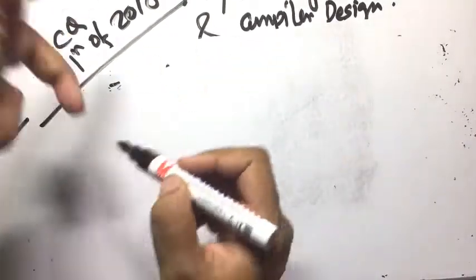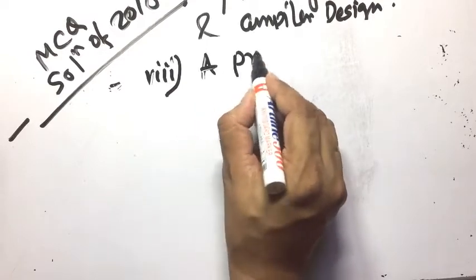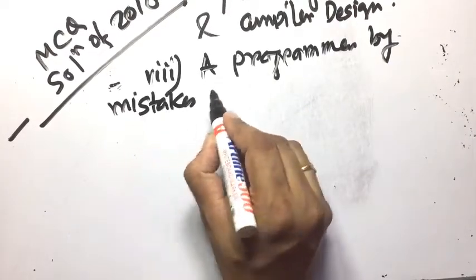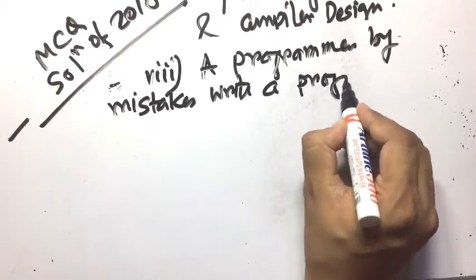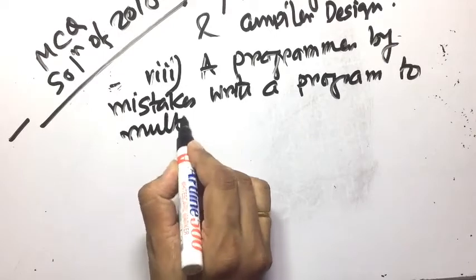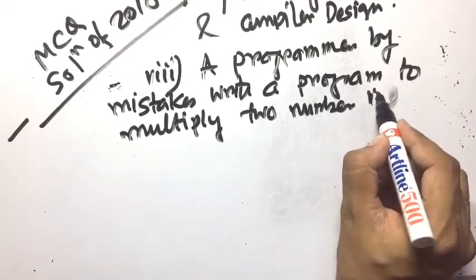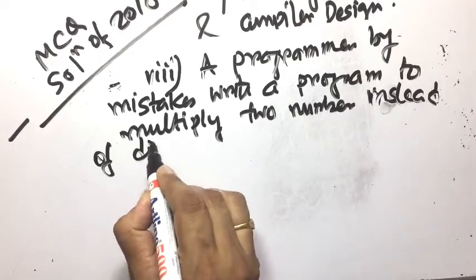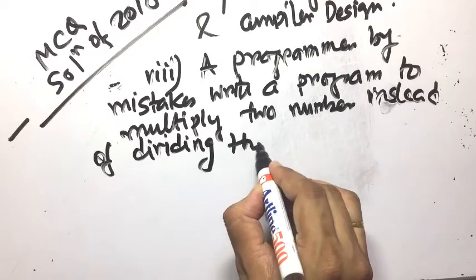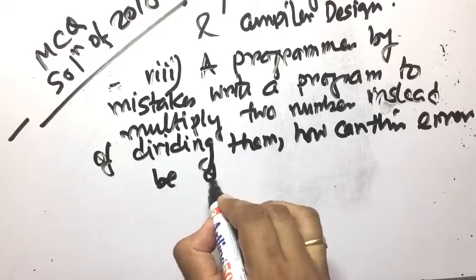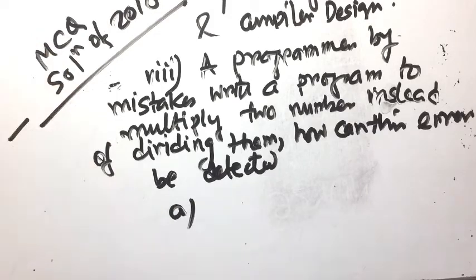This is question number 7. Now 8. A programmer by mistake writes a program to multiply two numbers instead of dividing. They were supposed to divide, but multiplied instead. How can this error be detected? Option A. Actually, this is not an error. It is supposed to divide, but it gives the multiplication result. Multiply two numbers instead of dividing.